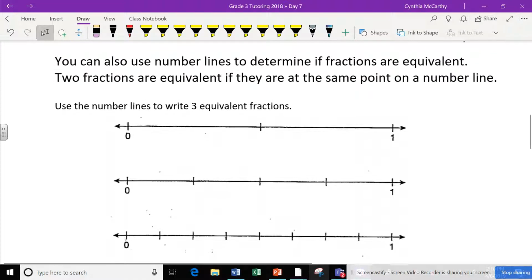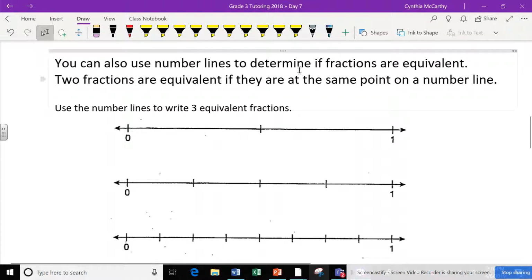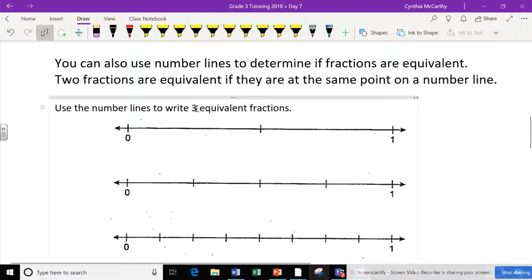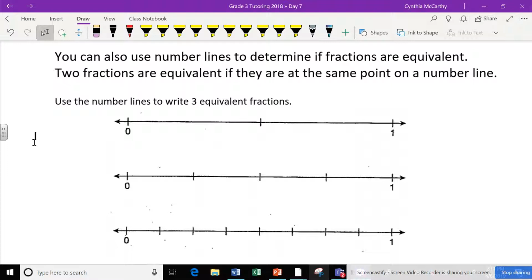Now, you can also use number lines to determine if fractions are equal. Remember that two fractions are equivalent if they are at the same point on a number line. My question says this: use the number lines to write three equivalent fractions. Remember, equivalent means equal to or the same as. In order to do that, first I must determine how each number line is divided.